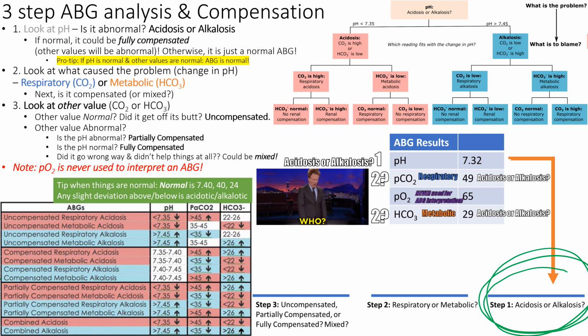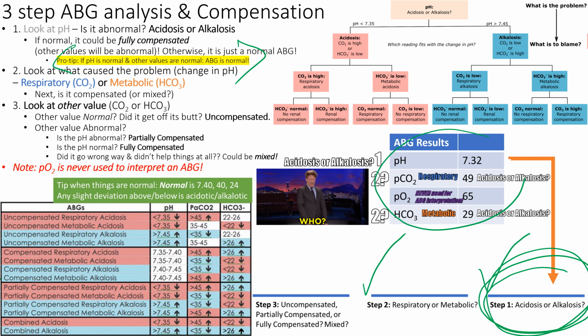So pro tip, if pH is normal and other values are normal, it's a normal ABG. Right? So then we can stop right there. You wouldn't say, oh, it's normal acidosis, right? But if the other things are abnormal, I'm going to say acidosis or alkalosis first, and then I'm going to see what made it acidotic or alkalotic. I'm going to try to match it up. Did the CO2 cause the problem, or did the bicarb cause the problem?